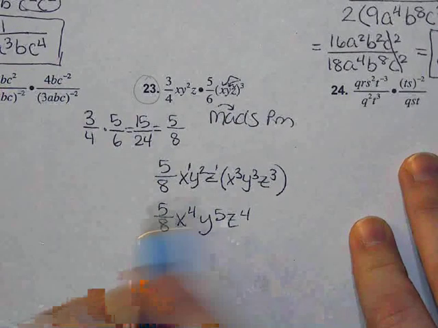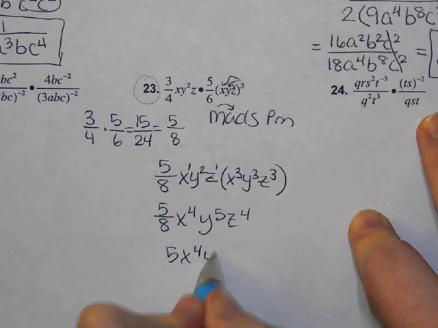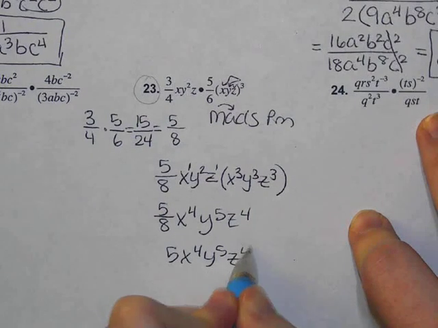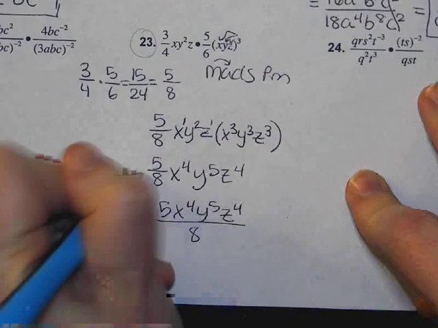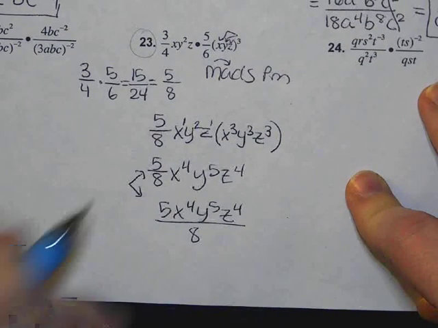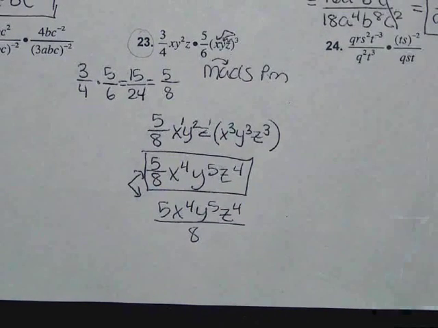This is technically a correct answer. You could also write it as 5x to the 4th, y to the 5th, z to the 4th, all over 8, like that. Either one is a good answer choice. This is the one I wrote first, so I'm going to box that one as my answer, but both work.